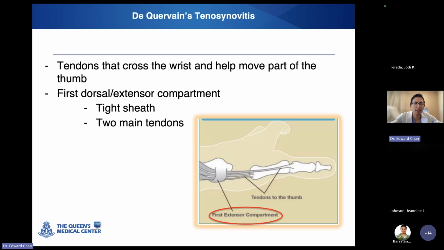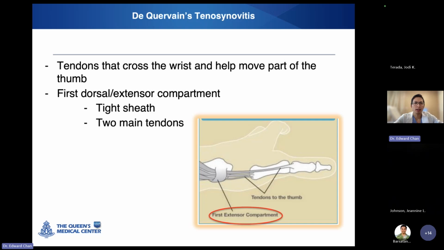So moving on to the next condition, this is called De Quervain tenosynovitis. It's the most common tendinopathy that we probably see in the wrist. This involves the tendons that cross the wrist and help move part of the thumb. If you can see on that picture there, it's on what we call the radial side of the wrist, basically the base of the thumb, and helps you pull your thumb up.